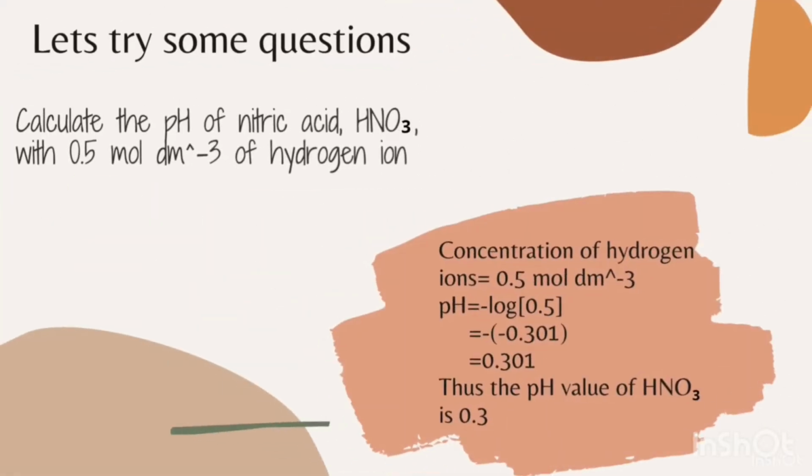For now, let's try to answer some questions. The question is, calculate the pH of nitric acid with 0.5 mol dm-3 of hydrogen ion. So based on the question, concentration of hydrogen ions given is 0.5 mol dm-3. And we just need to use the formula and calculate the value. So negative log in bracket 0.5 is equal to 0.301. Thus, the pH value of nitric acid is 0.3.